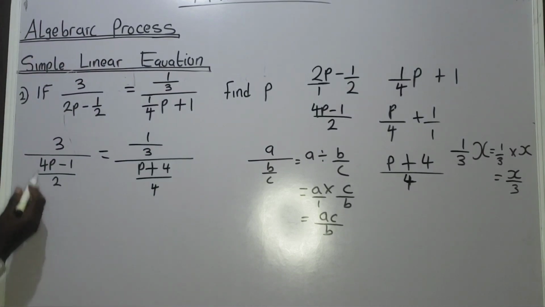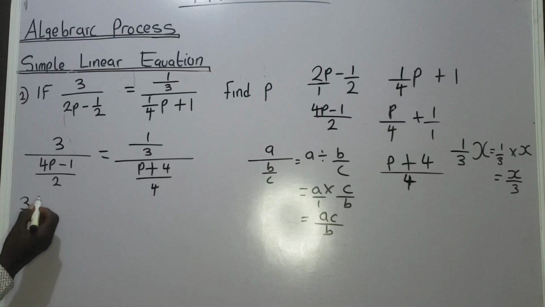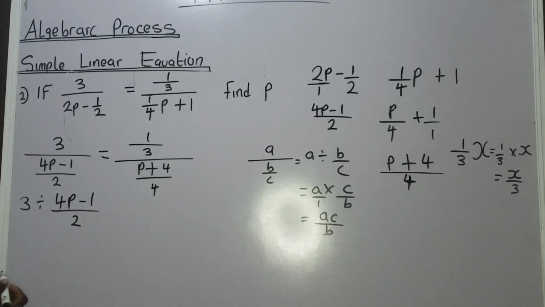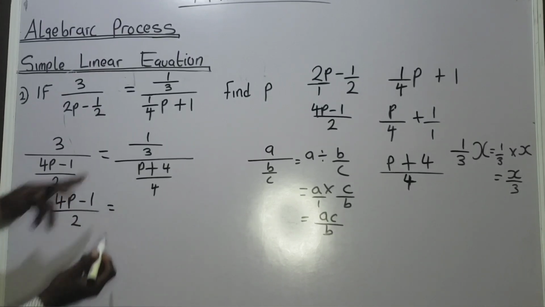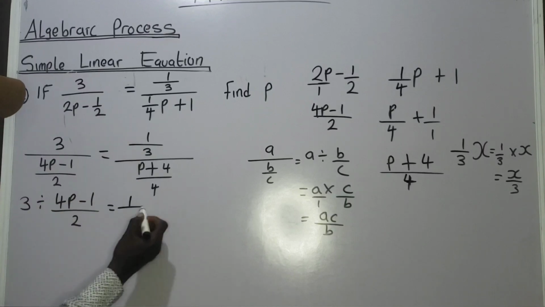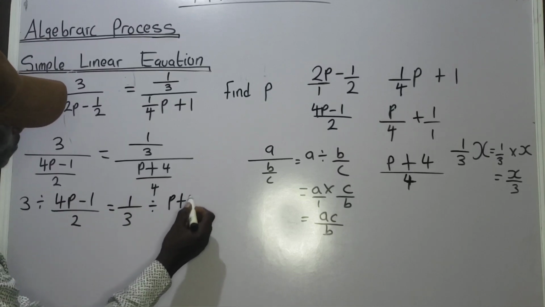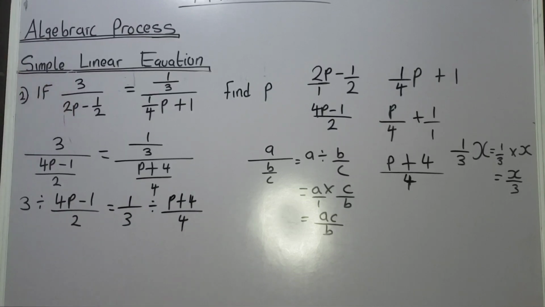Now we have 3 all over 4p minus 1 all over 2. Now this can be written as 3 divided by, this division sign is what we have here, 4p minus 1 all over 2. You understand? It is equal to, for this I'm going to have 1 over 3, this division sign, divided by p plus 4 all over 4. Do you understand?